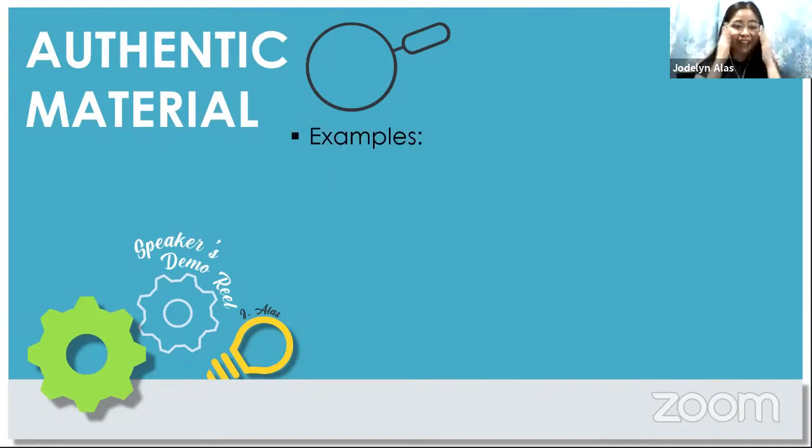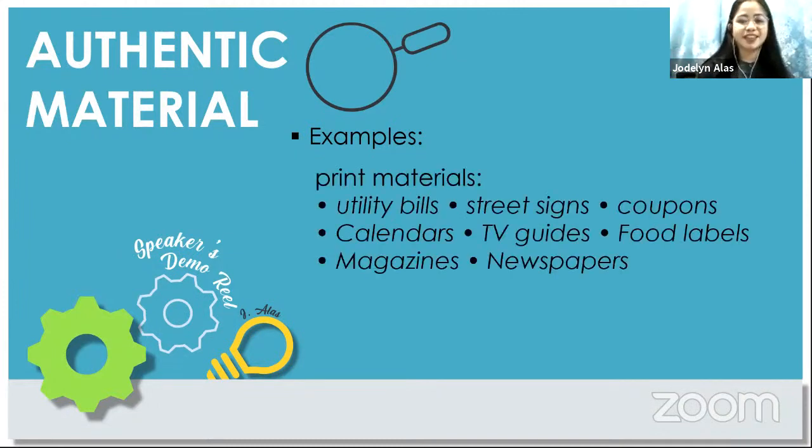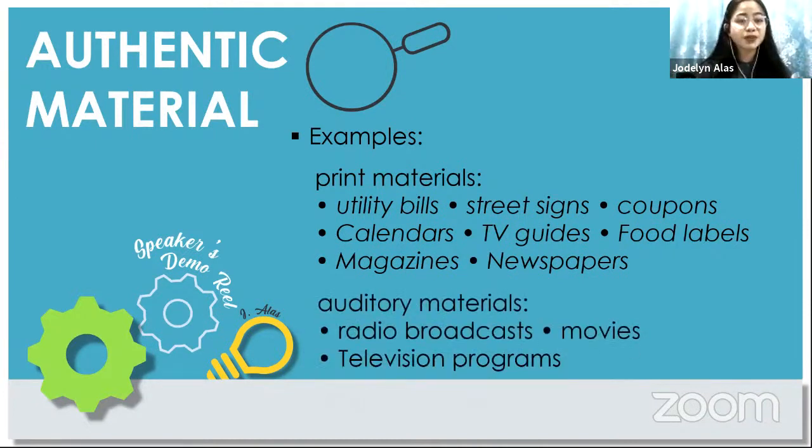Okay, now let me present to you some sample authentic materials for you to have more idea. Authentic material features may come in print. Print authentic materials may be in the forms of TV guides, food labels, magazines, newspapers. There are also some auditory authentic materials such as radio broadcasts, movies, and television programs. Later in our demonstration, I will use a news article and television programs.